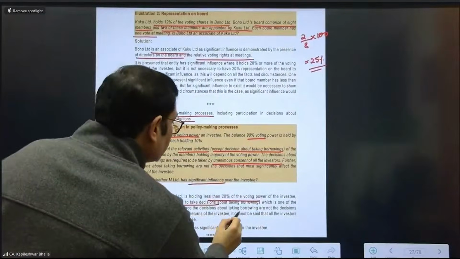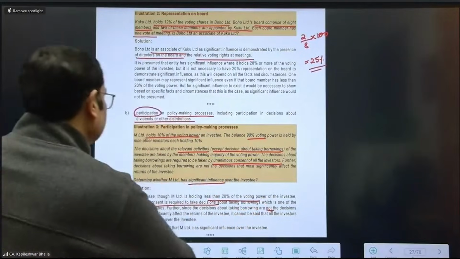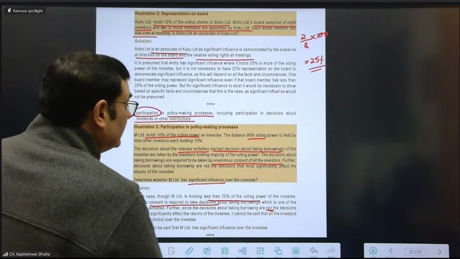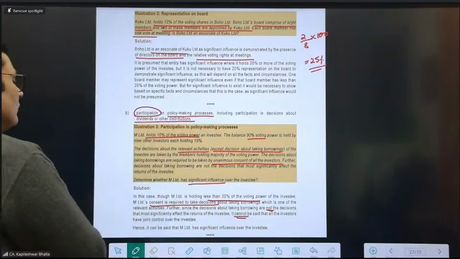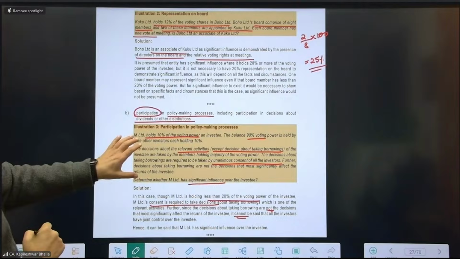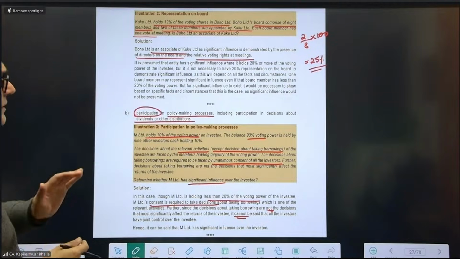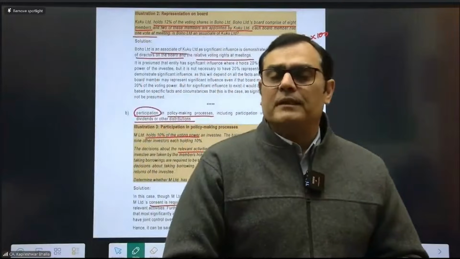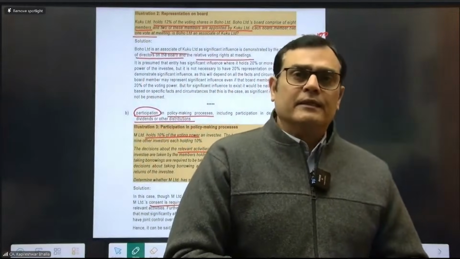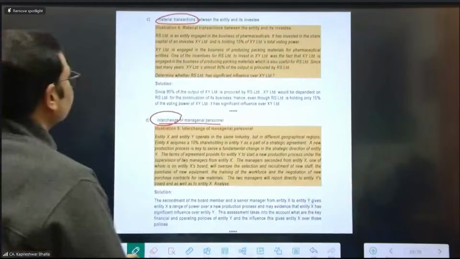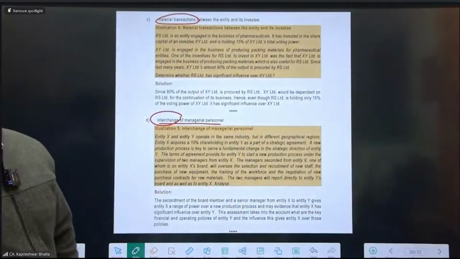Further, since the decisions about taking borrowings are not the decisions that most significantly affect the returns, it cannot be said that all the investors have a joint control over the investee. So considering that a unanimous consent of all the investors is required, that proves that the participation rights are important for all, and therefore significant influence could be achieved. Let's look at another one, illustration 4.